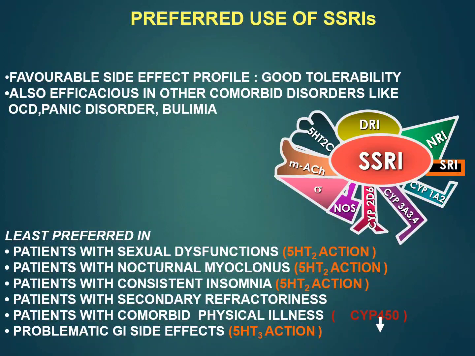and they are least preferred when sexual dysfunctions are there, or when nocturnal myoclonus is there, or with persistent insomnia, then secondary refractoriness of patients, then when comorbid physical illnesses are there, and GI side effects are there. Then the SSRIs are least preferred because they have all these side effects.